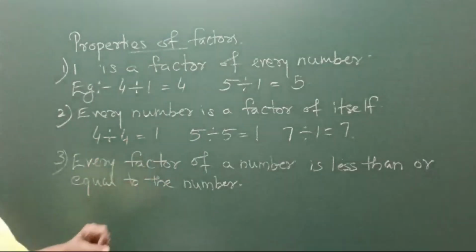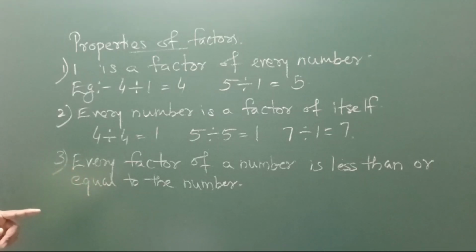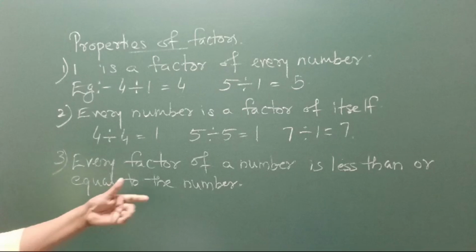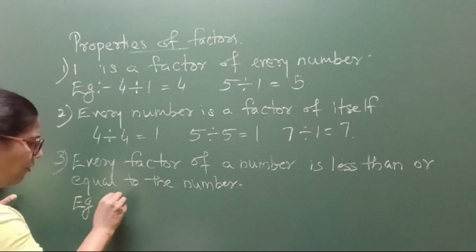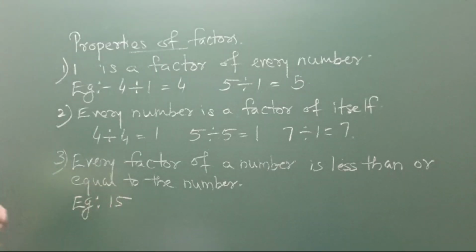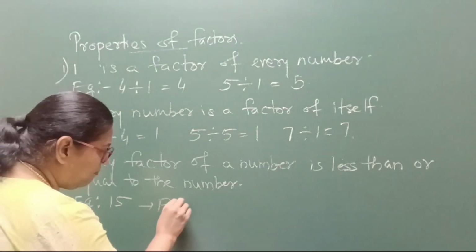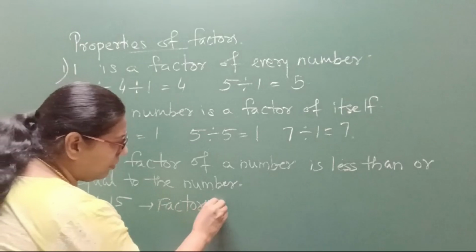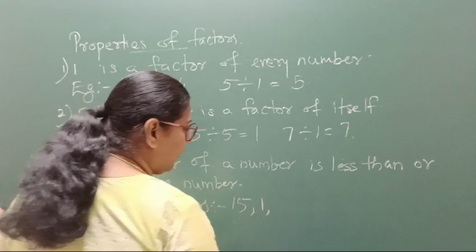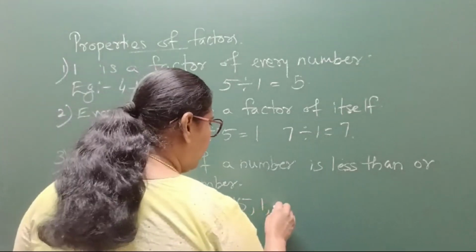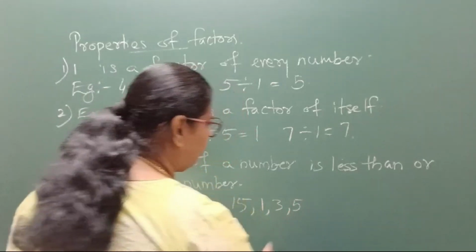You see here? Then, third property. Every factor of a number is less than or equal to the number. Say example 15. Number 15, factors of 15. Factors are the number itself, then 1, then 3. 3 fives are 15, 5 threes are 15, that's all.